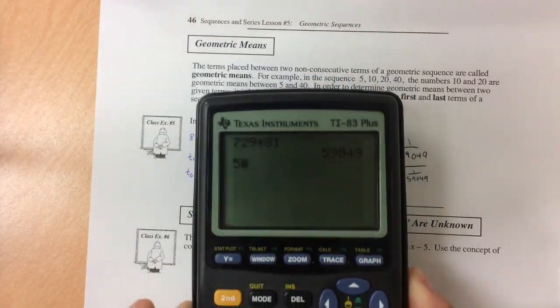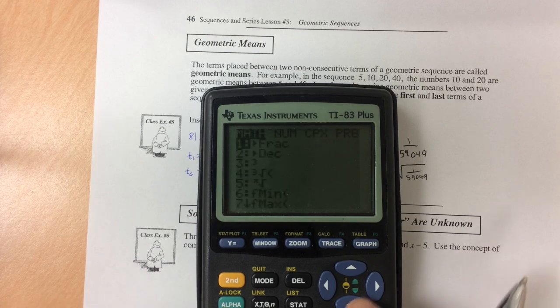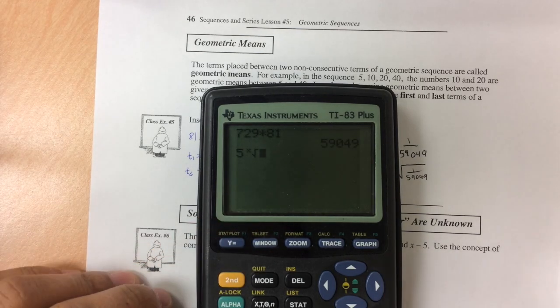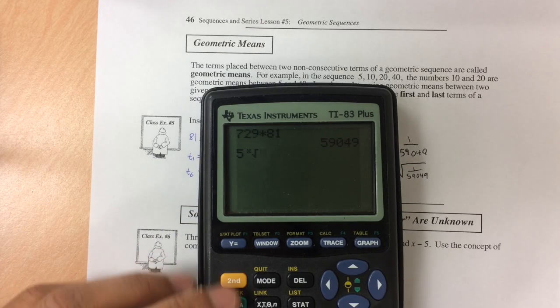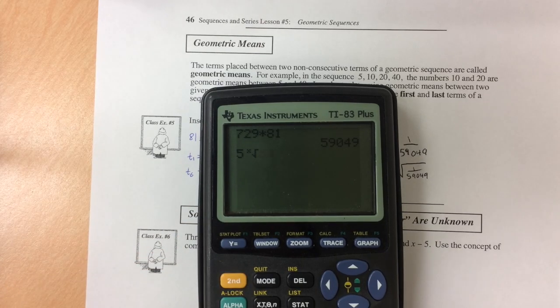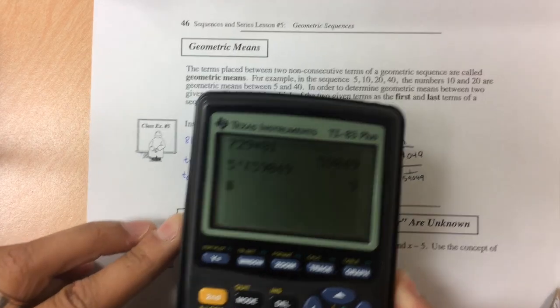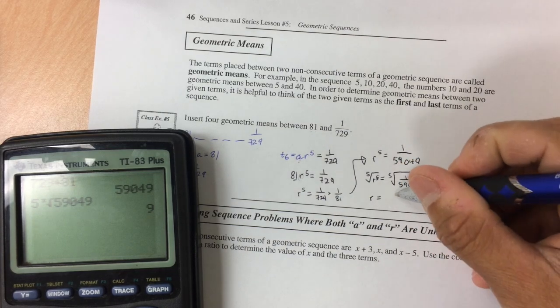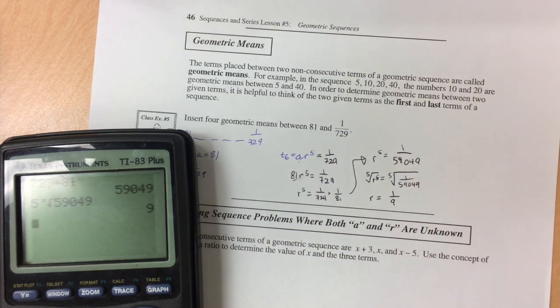So fifth root, go to my math function, choose option 5 here. And let's type in that second answer, which was 59049. And I get an answer of 9. So that means that my common ratio R is equal to 1 over 9.